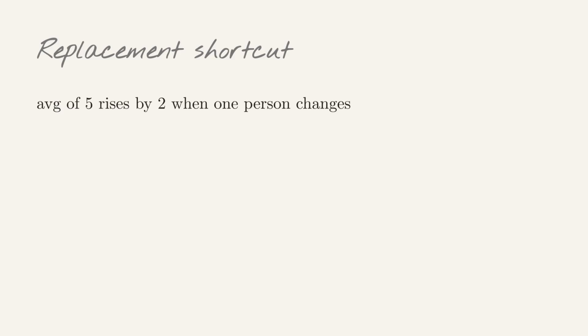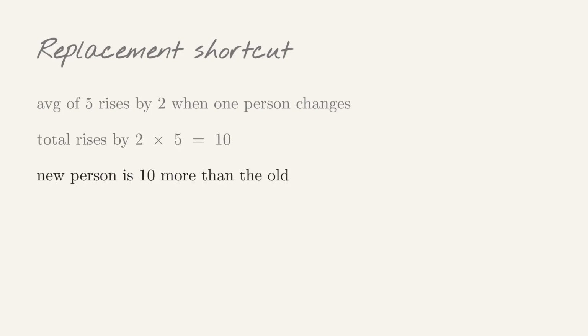Replacement questions have a lovely shortcut. If swapping one person raises the average of 5 people by 2, the total rose by 2 times 5, which is 10. So the new person is 10 older than the one they replaced. Change in average times the count equals the change in that one value.